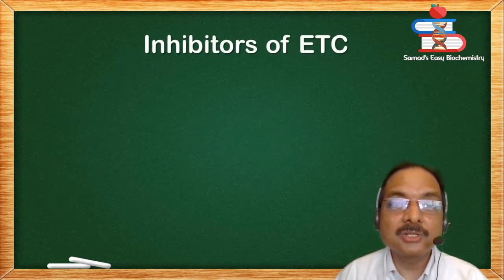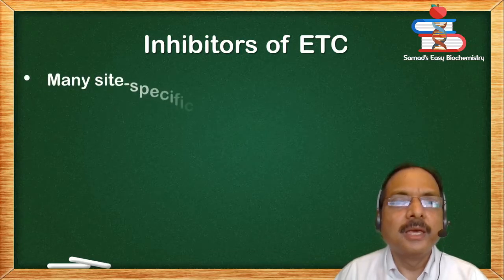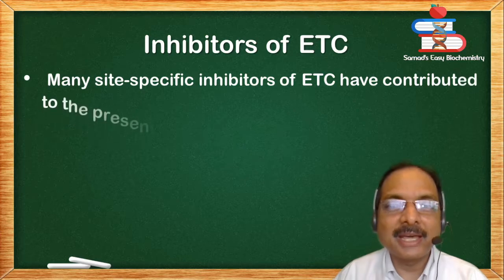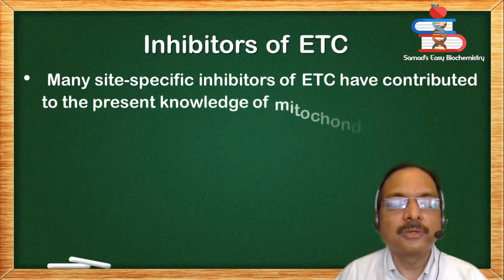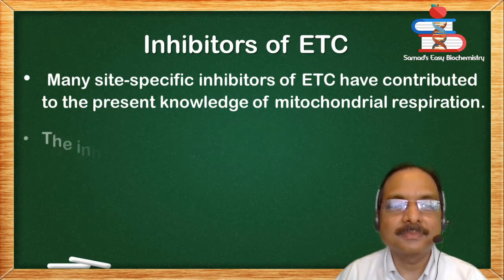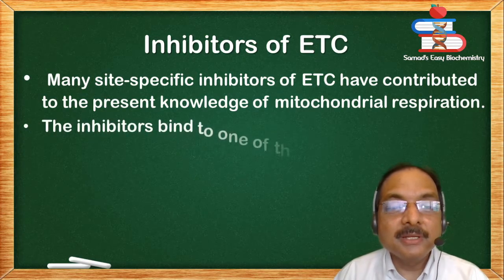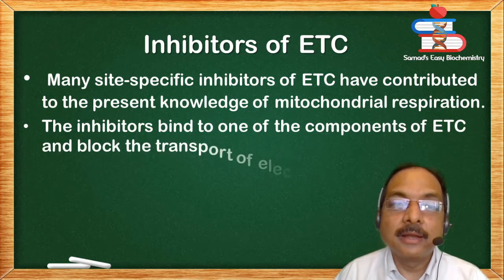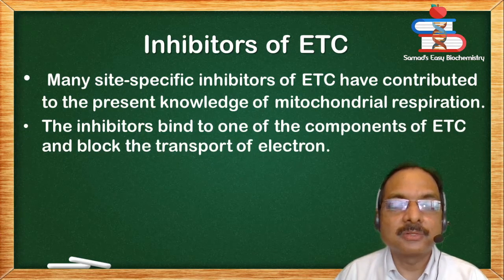Now, inhibitors of ETC. Many site-specific inhibitors of the electron transport chain have contributed to the present knowledge of mitochondrial respiration. The inhibitors bind to one of the components of ETC and block the transport of electrons.